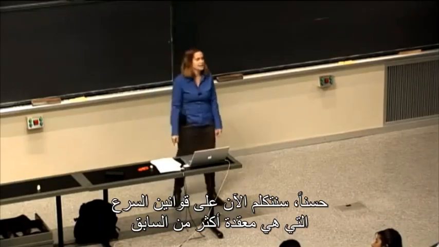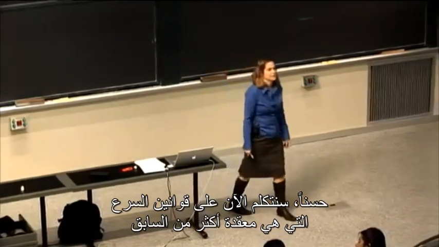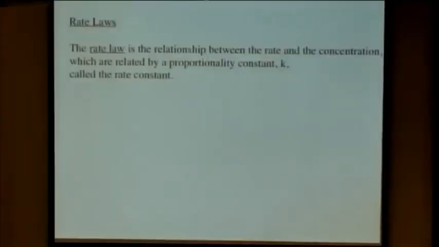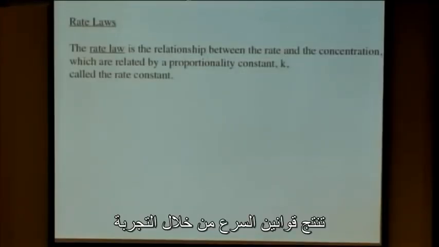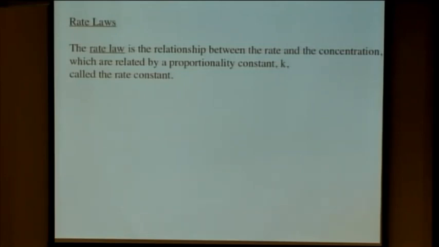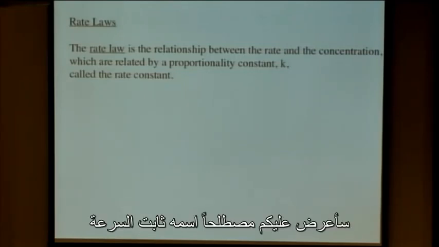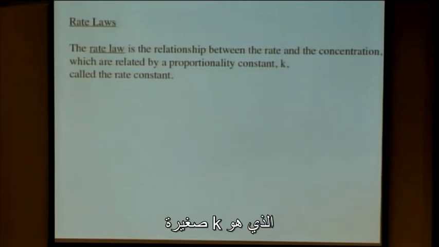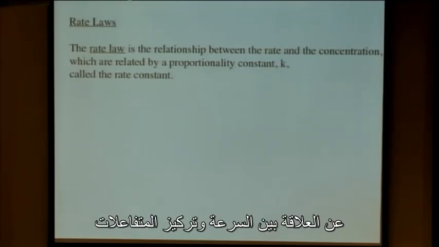All right, so now we're going to talk about rate laws, which are slightly more complicated than rate expressions. A rate law you come up with experimentally, and it's the relationship between the rate and the concentration. So we're going to introduce a term called the rate constant, which is the small letter k. The rate constant is going to tell you about the relationship between the rate and the concentration of your reactants in a reaction.